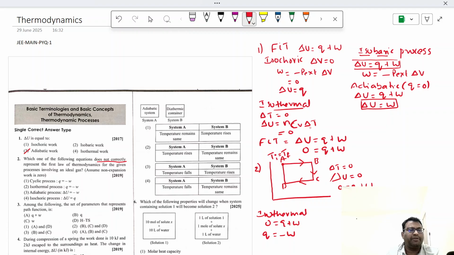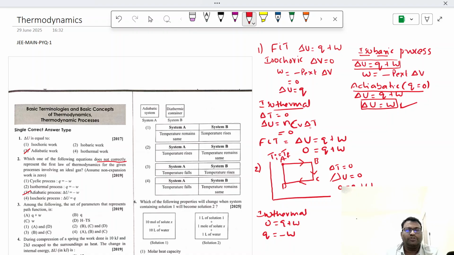Next, adiabatic process. Adiabatic process: delta U is equal to minus W. Here we have already studied the adiabatic process. In the adiabatic process, what we have seen is delta U is equal to W, not delta U equal to minus W. Here it is given delta U is equal to minus W, but we have got delta U is equal to W. So this one will be the wrong statement or wrong expression.